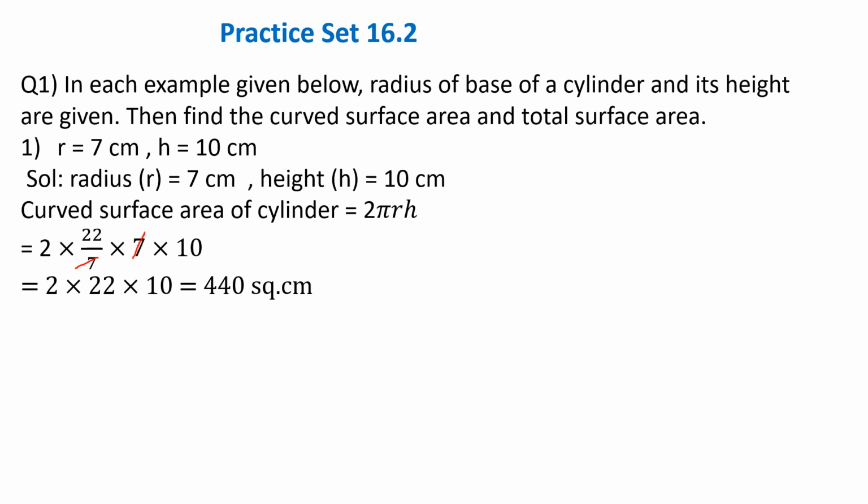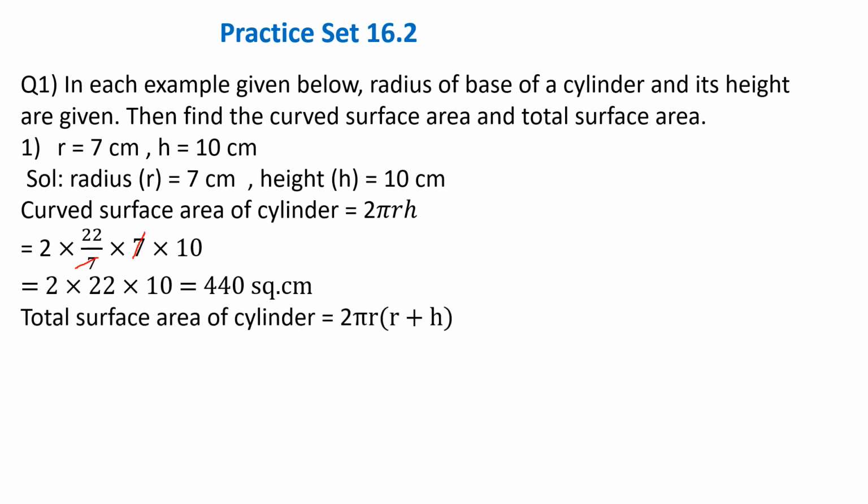Thus, the unit will be square centimeter. As it is area, the unit is always in square units. So, square centimeter. Now, you have to also find the total surface area. So, for finding total surface area, we'll use the formula.